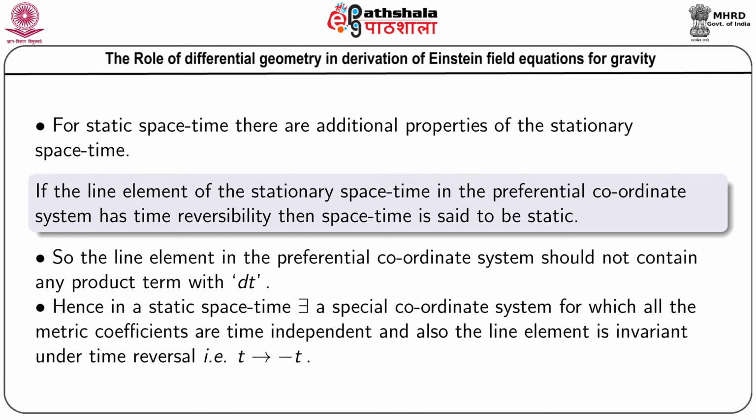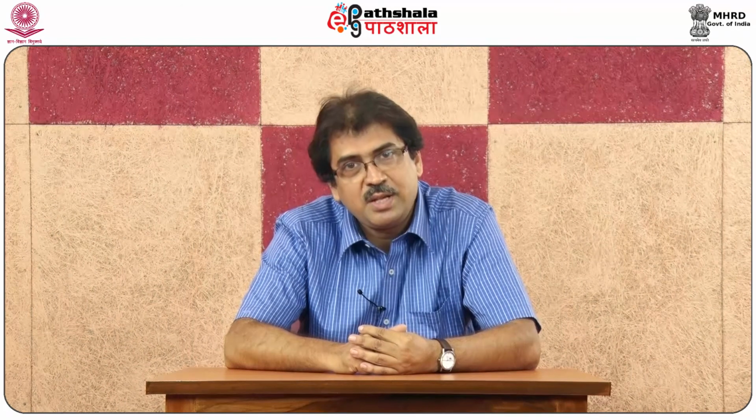And so, in a static space time we see that all the metric coefficients are time independent and also the line element is invariant under time reversal. In the previous section we have just learned the derivation of the Einstein field equation in general theory of relativity, and here we have seen the relation of the Ricci tensor with the energy momentum tensor and the fundamental metric tensor.